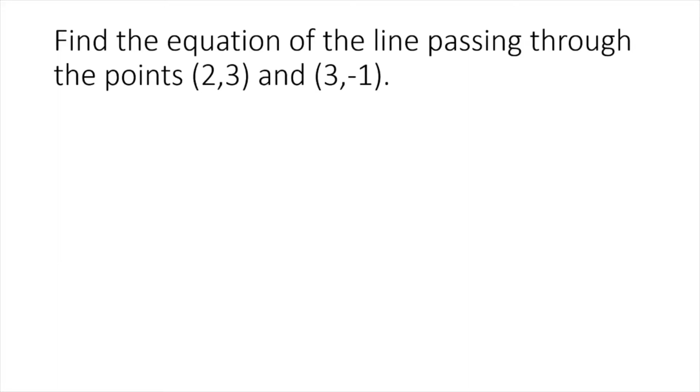Okay, so next problem. Find the equation of the line passing through the points (2, 3) and (3, -1). Alright, so we have 2 points. We can solve for the slope first, and then we can use the point-slope form of the equation of the line to solve for the equation of the line.